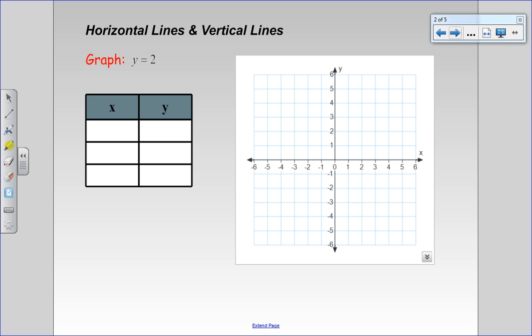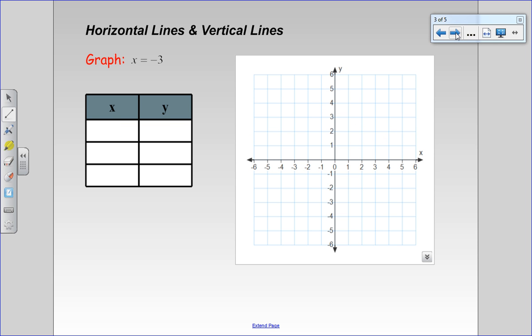For example, if we choose x equals 0, in order for the equation y equals 2 to be true, the y-coordinate must be 2. Or if we choose x equals 1, again, in order for the equation to be true, y must be 2. We could choose x equals -3, and again, y equals 2. So we see that those 3 points, when plotted on the coordinate plane, as (0, 2), (1, 2), and (-3, 2), all form a horizontal line. This is what we would expect since they all share the same y-coordinate.